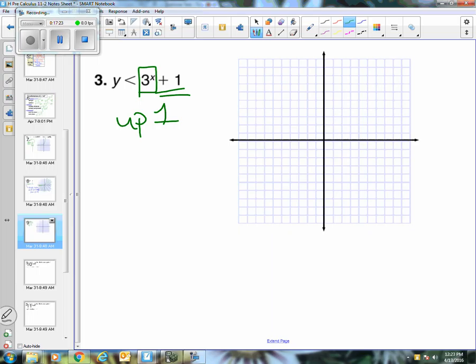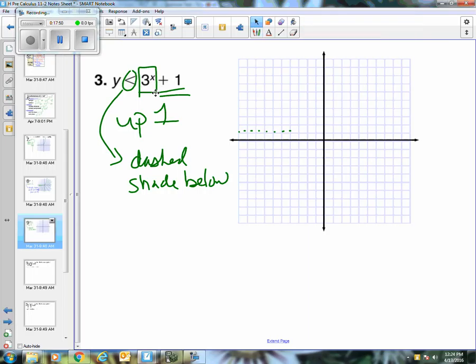And this less than is going to tell me a couple things. First of all, I'm going to use a dashed line. That means the points on the actual curve itself are not included in the solution set. Think of it like a fence. It goes right up there, but not including the fence. And then we're going to be shading below, because that would be a less than again. So if I were going to graph this one, the whole graph would be up 1, which means my horizontal asymptote would be at 1. I would be graphing 3 to the x, which is a little bit steeper, and then I would be shading below. So just think about what that graph would look like.